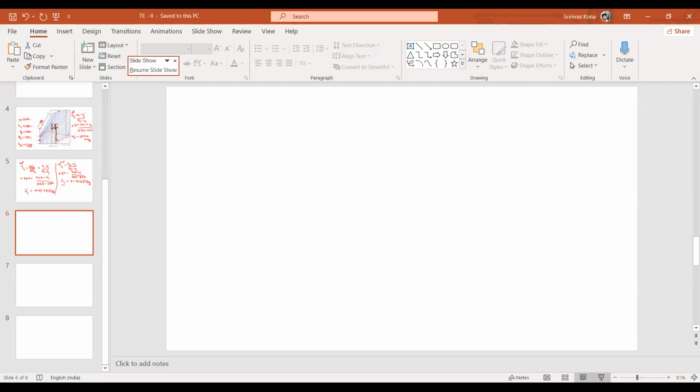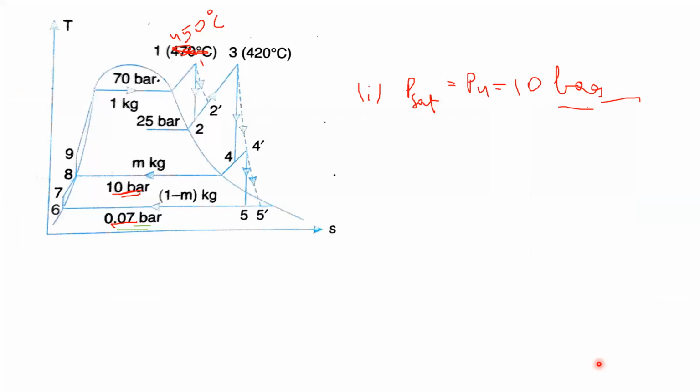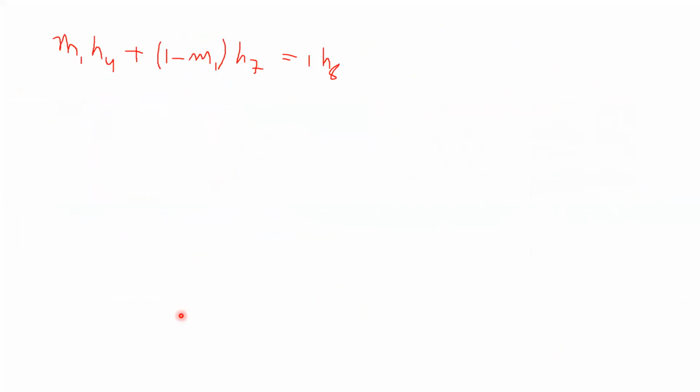Here, the H8 is equal to, that is the saturated liquid. That's why I'm taking the saturated liquid at 10 bar, so H8 is equal to 762.6 kilojoules per kg.